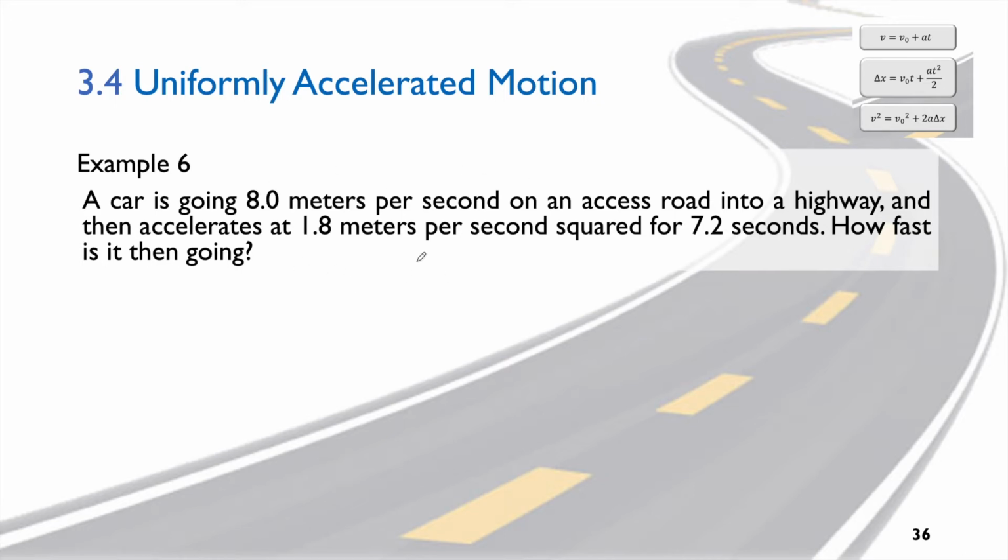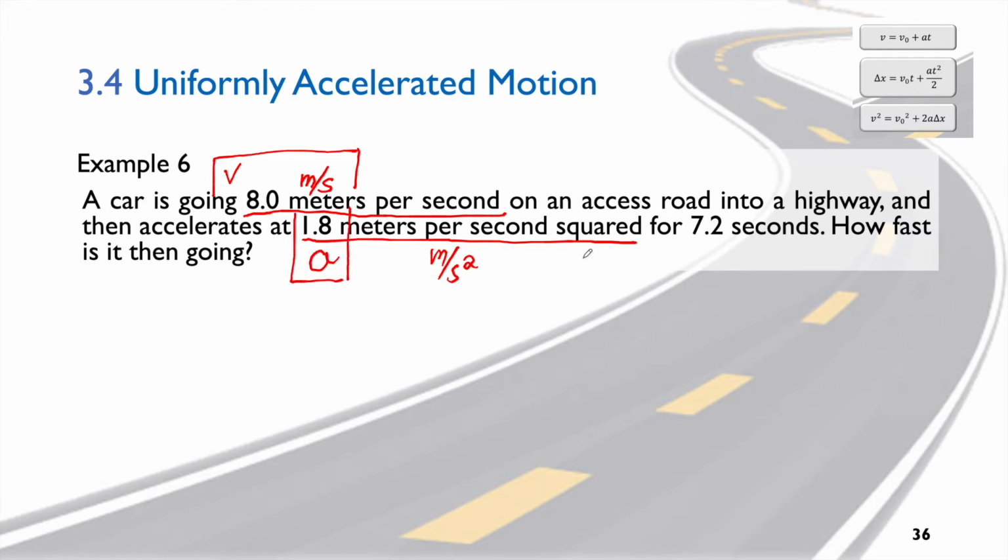So first, let's look for the given. The given here is the first one. This one is per second. If you see something that is meters per second, that is automatically the velocity. If you see something like this, meters per second squared, that is automatically the acceleration. And of course, this one is just 7.2 seconds. That will be my time.